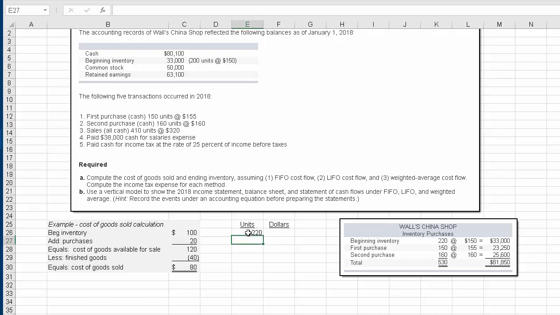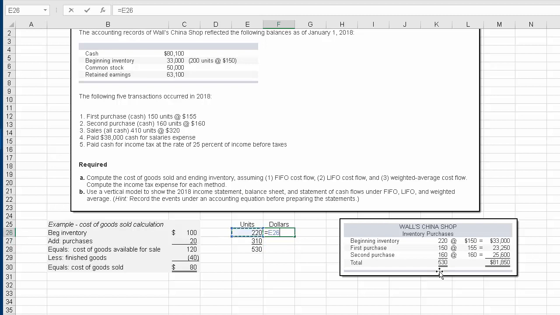The beginning was 220, and then we added 150 plus 160. So that total, I'll underline and grab the value of those two cells, is equal to 530 units. And we could put the dollar amount in, 33,000 and the 23,250 plus the 25,600, or we could just rely on what we have in the schedule here and put it in directly. It's 81,850, but I'll do it the long way.